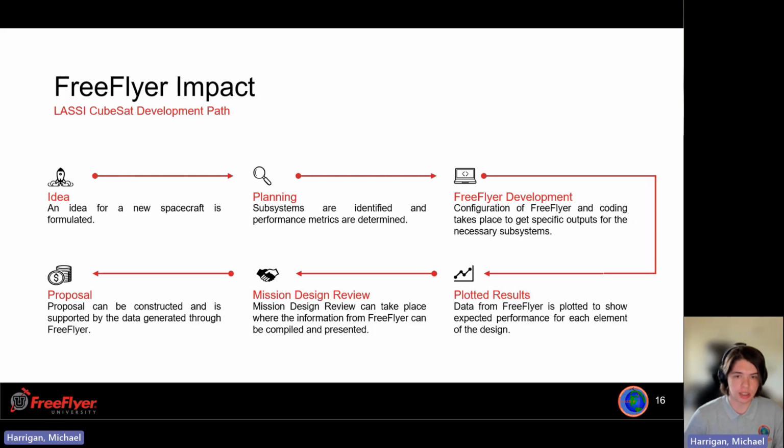All the data from FreeFlyer has been plotted in the charts that we saw earlier. We can then present these plots in our mission design reviews, which we can then take into our proposals and land contracts with.